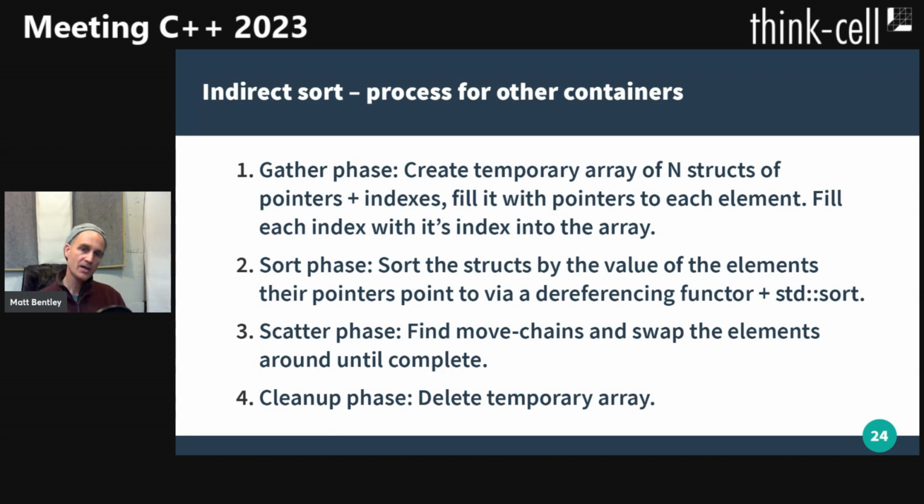The gather phase, we create a temporary array of structs, of pointers plus indexes, and fill it with pointers to each element. We fill each index with its index into the array, so 0, 1, 2, 3, 4, etc. Sort phase, exactly the same. We sort the structs by the value of the elements their pointers point to via the dereferencing functor and std sort. Scatter phase, we find move chains, we'll go into that, and swap the elements around until we are complete, and then delete the temporary array.